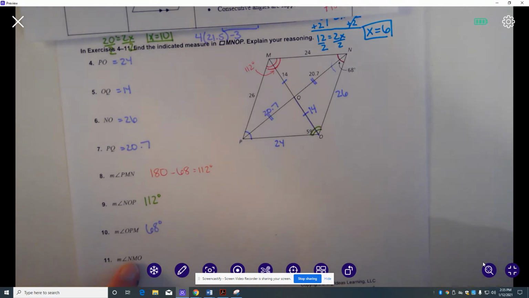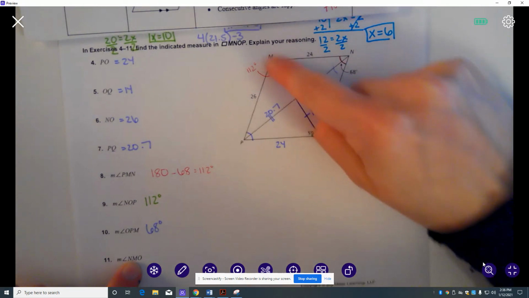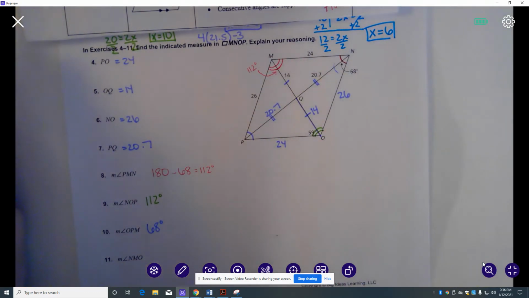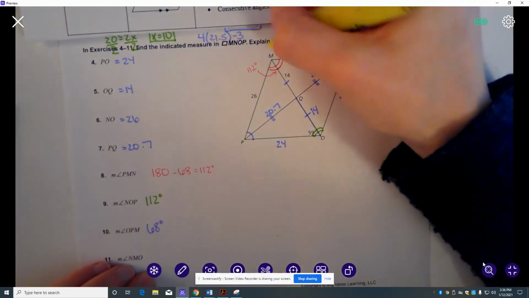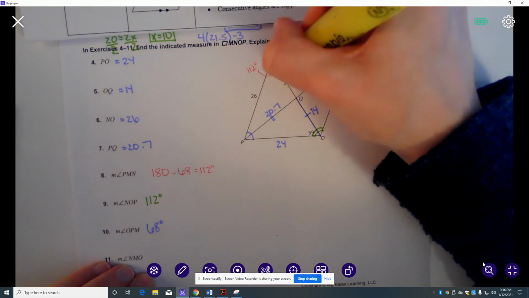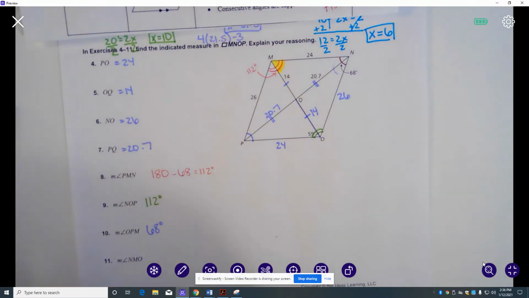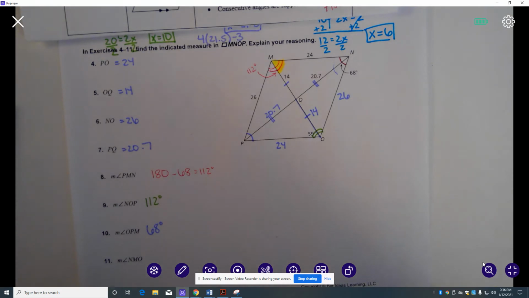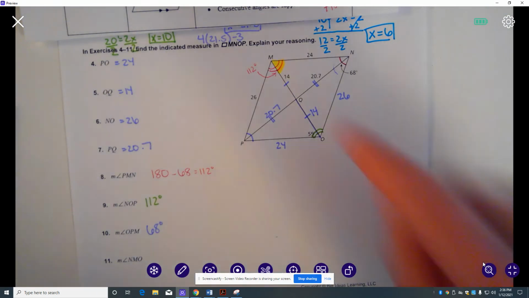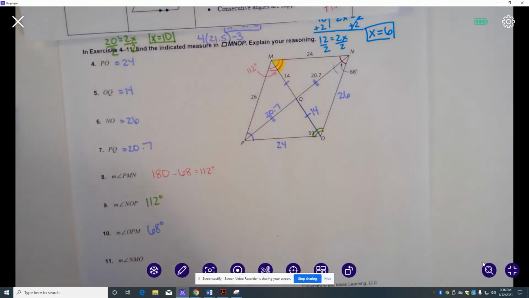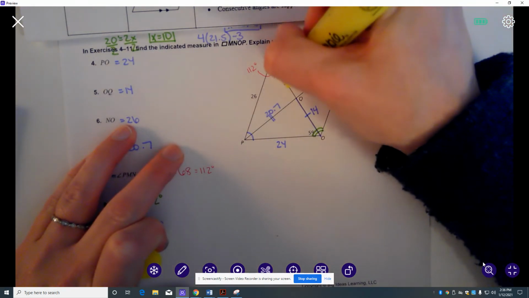Lastly, angle NMO. That is this angle here. I'll highlight it in a color just because I've got a lot of different symbols and things going on. So this yellow angle here, angle NMO, that is the one I'm trying to find. One thing I notice is that this angle is part of a triangle. It's part of this triangle. I'll highlight it in yellow.